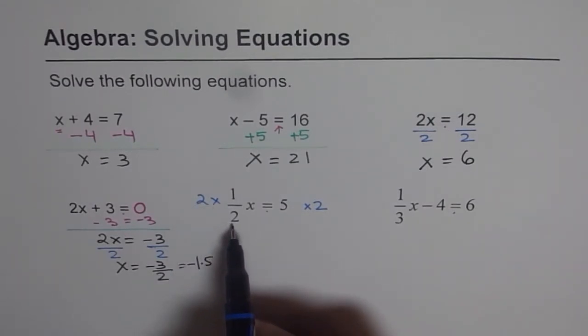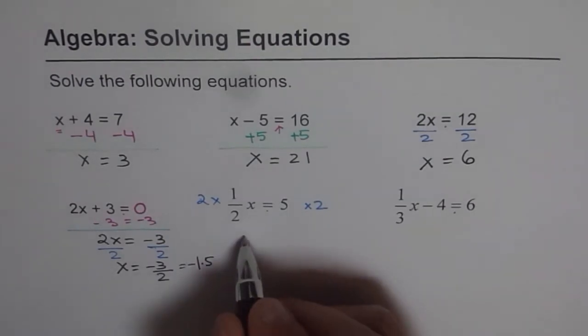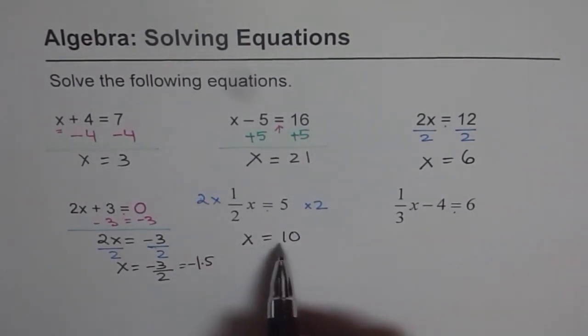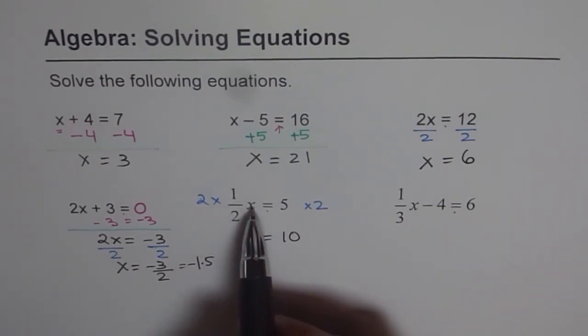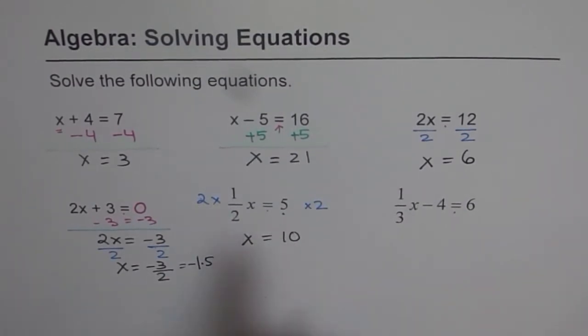2 divided by 2, or half of 2, is 1. And so we are left with x on this side, right? So we get x here. And what is 5 times 2? 10. So x equals 10 is our answer. Is it the right answer? What is half of 10? Half of 10 is indeed 5. So it is correct. Do you see that?